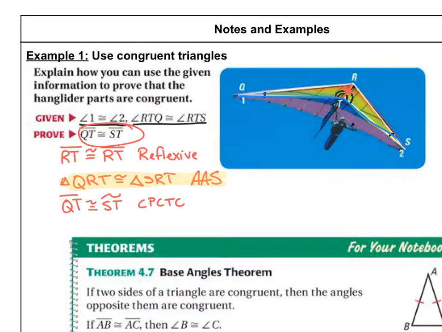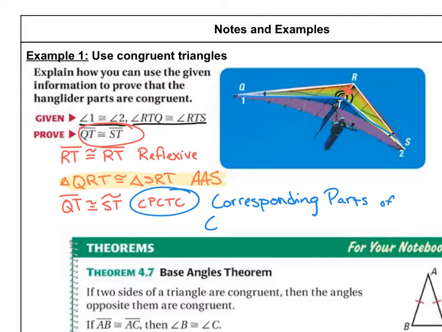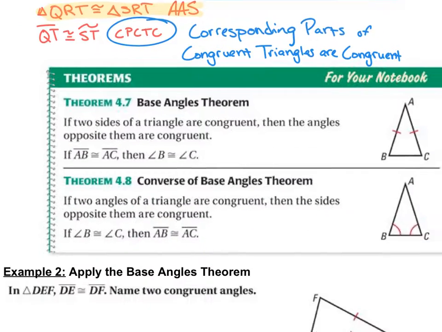So that's something I would definitely write down, circle, highlight. Again, it's corresponding parts of congruent triangles are congruent. You can see now why we abbreviated it as CPCTC. Okay? Alright, let's move on to a couple theorems here.